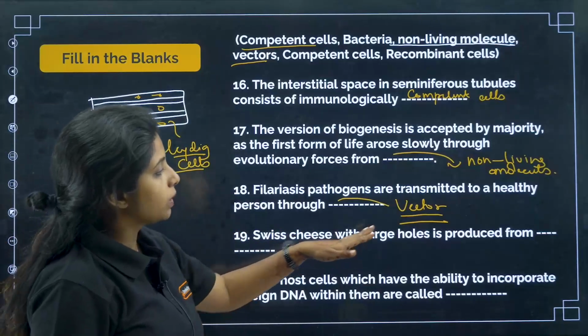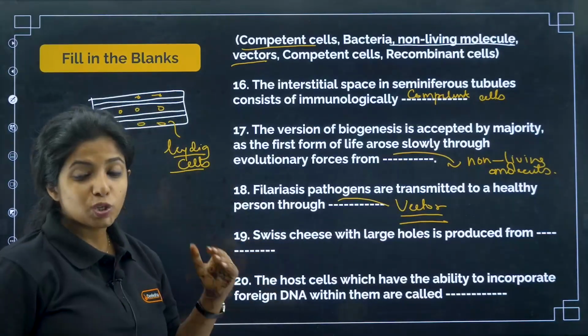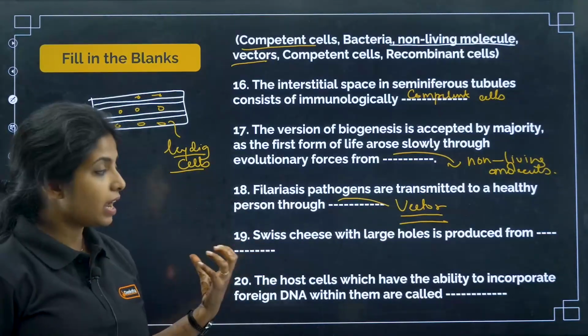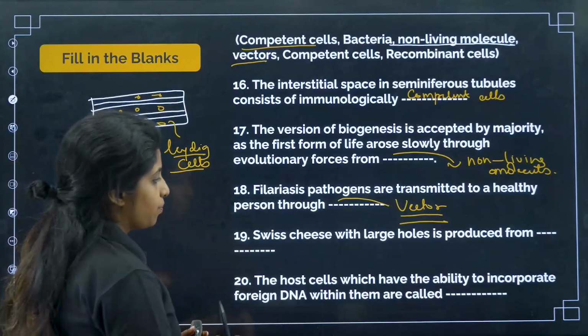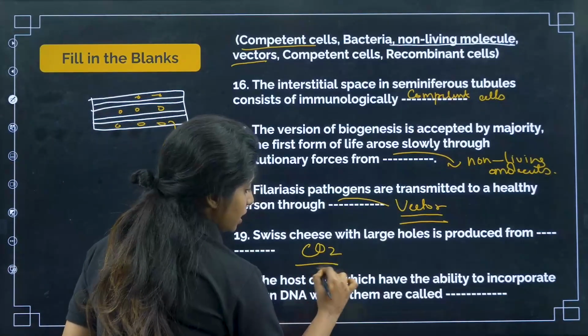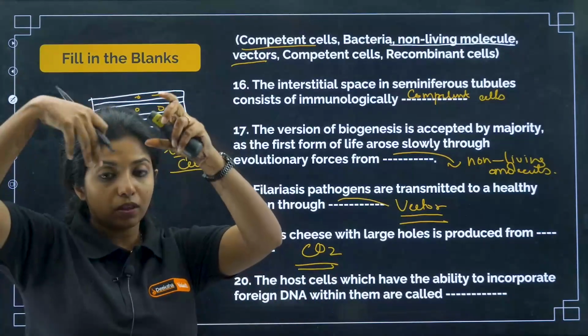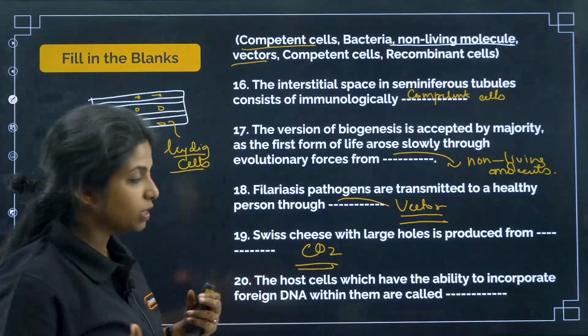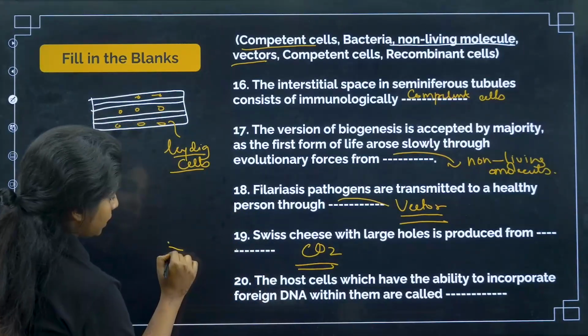Now, Swiss cheese with large holes is produced from what? Large holes are being produced because CO2 is being released. When CO2 is released, that's when the hole is created. Now who is responsible for this? This is a bacteria, my dear children.